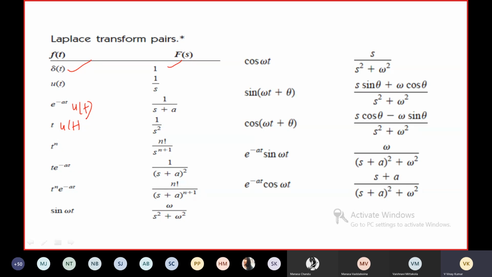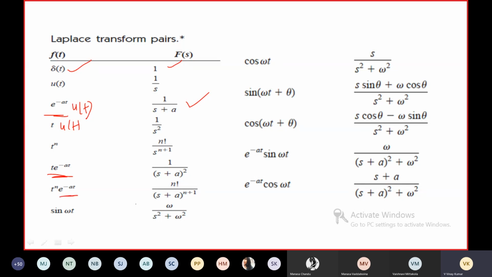Generally, you can write the Laplace of these. Laplace of e power minus at is 1 by s plus a. Laplace of t u of t, or t, is 1 by s square. Laplace of t power n is n factorial by s power n plus 1. Laplace of t into e power minus at is equal to 1 by (s plus a) whole square.